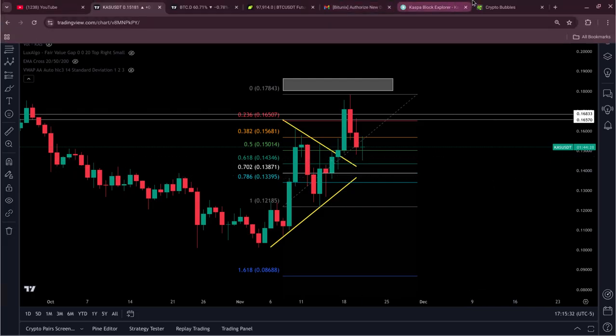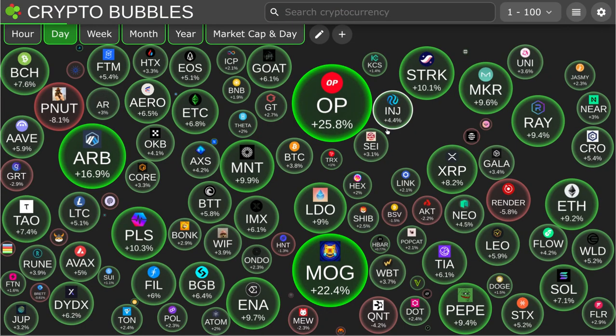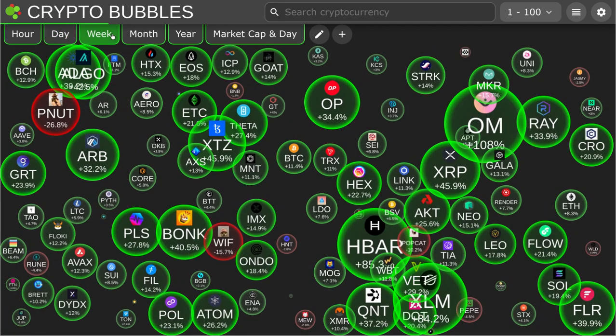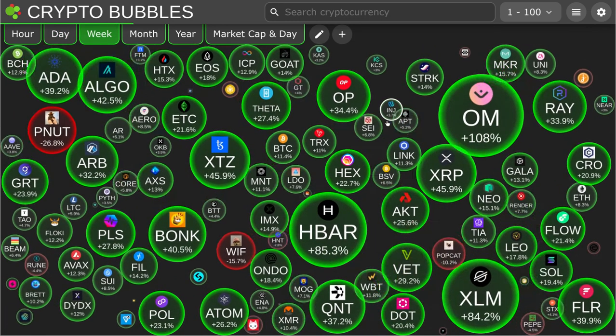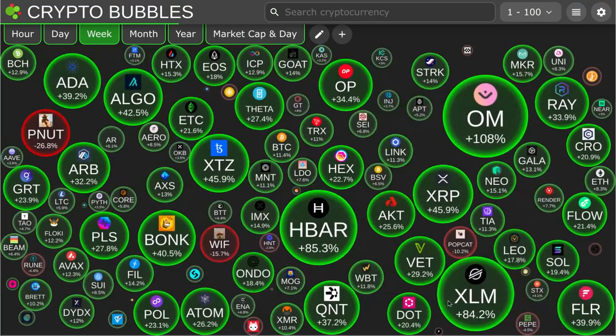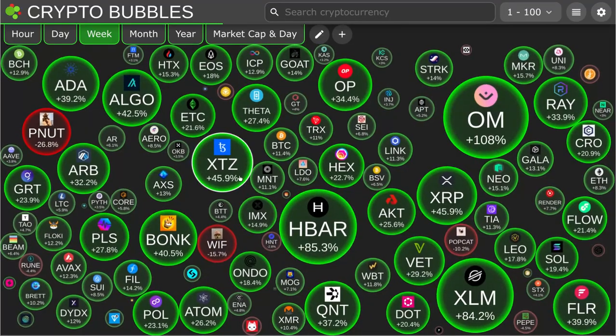Okay, quick look at the FYI real quick. But the crypto bubbles, look at that. You can see how everything started. I mean, this has been going on for what? Let's look at the weekly. Look at these. And Bitcoin dominance hasn't even broke structure yet. So imagine when it does. Look at XLM up 84%, HBAR 85. This is for the week.